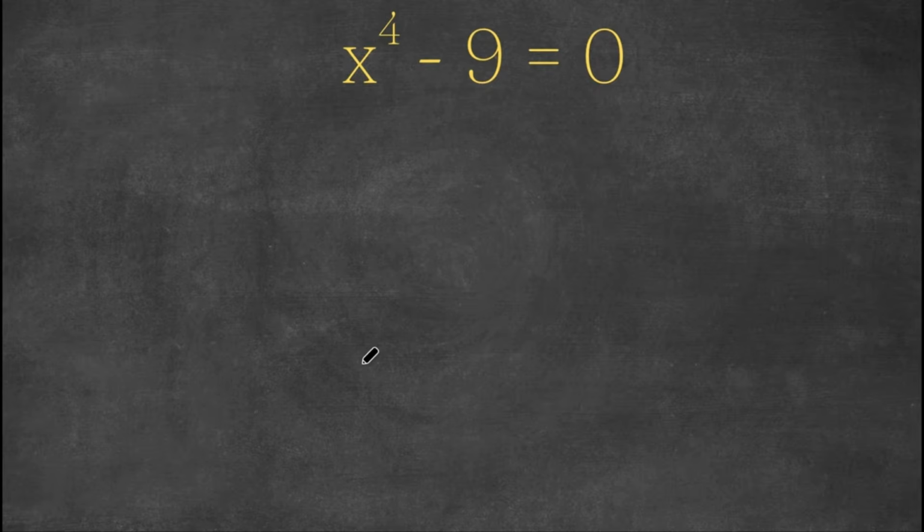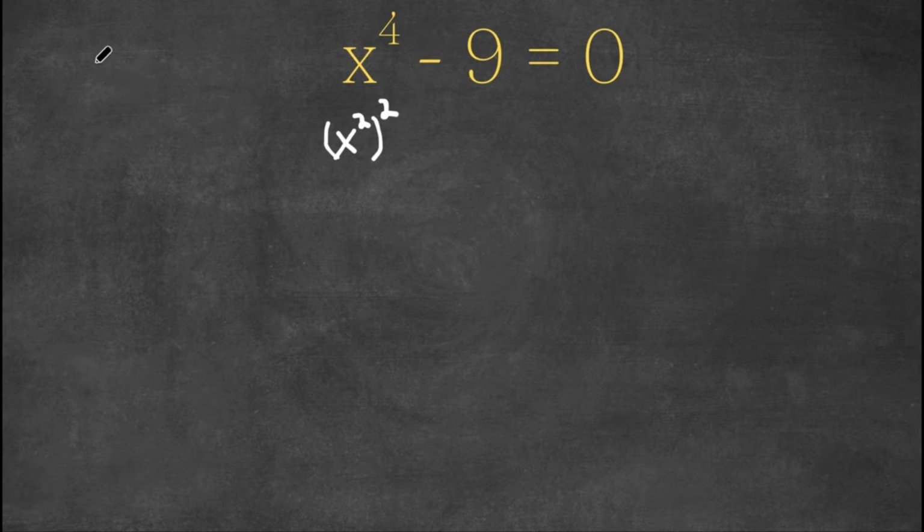In today's video, I'm going to be teaching you guys how to solve this exponential equation. So we have x to the power of 4 minus 9 equals 0. So what I'm first going to do is I'm going to change x to the power of 4 to x squared to the power of 2.